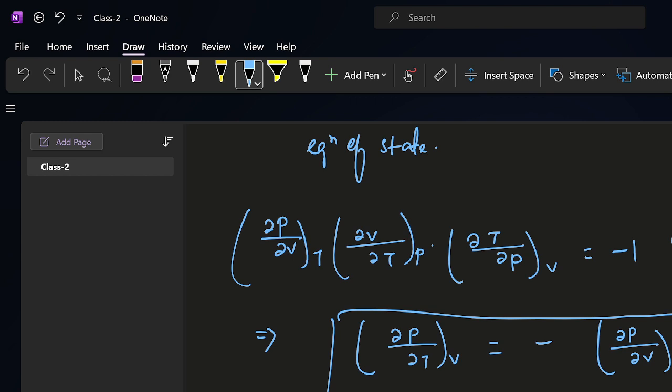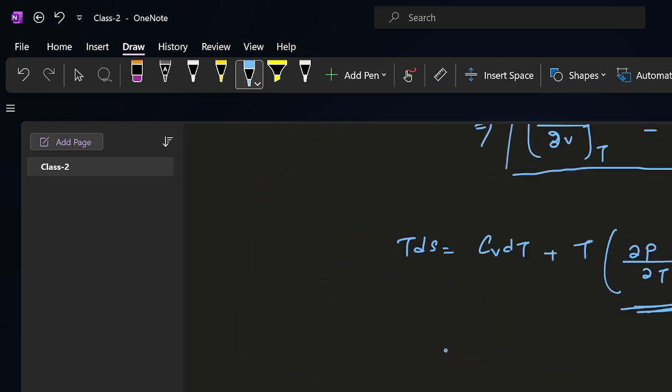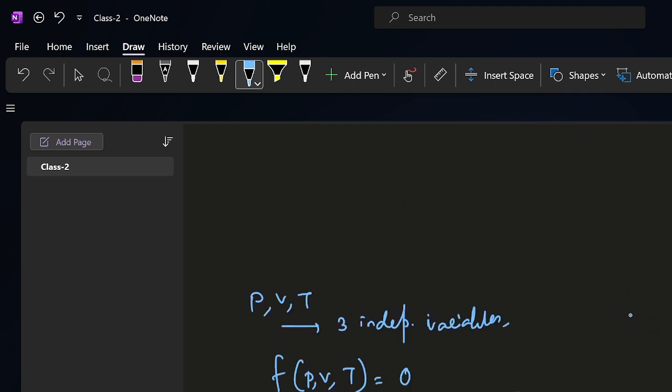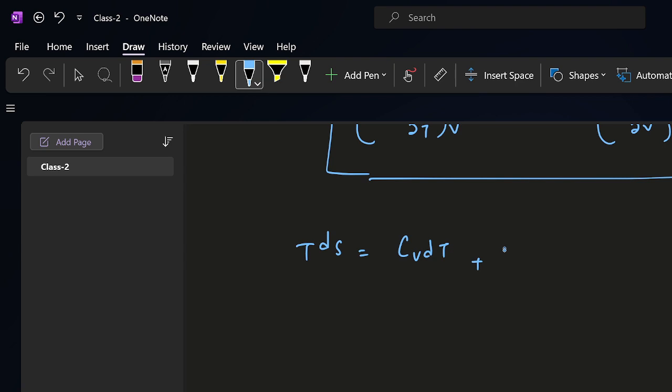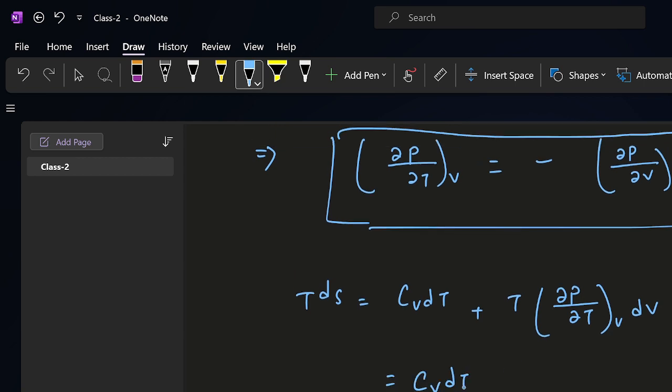And once we have this knowledge, you can just put the value of TdS equal to what it was. Just go back. It was Cv dT plus T times del P del T at V constant times dV. So just replace the value of del P del T from the above box. It is just minus T times del P del V at T constant, del V del T at P constant dV.